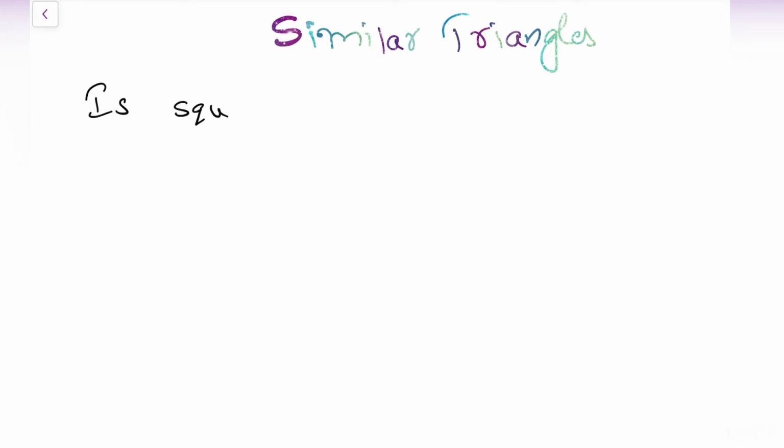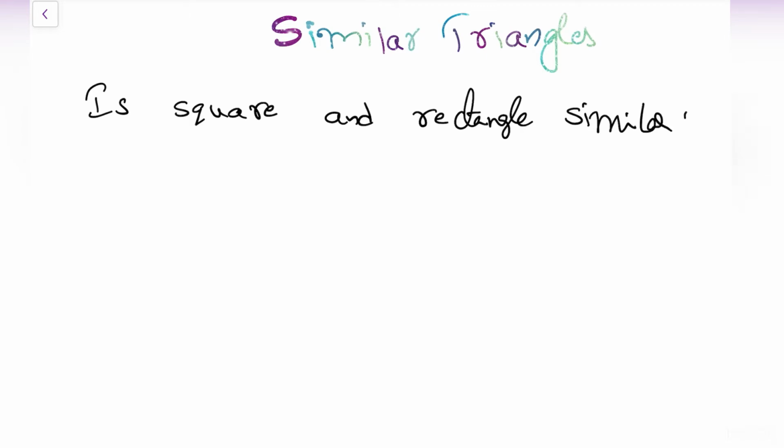Hello everyone, in this video we are going to discuss some of the very important questions from the chapter Similar Triangles. Okay, the first type of question they will ask in this chapter is: are a square and a rectangle similar? In most exams they give this question: is a square and a rectangle similar?